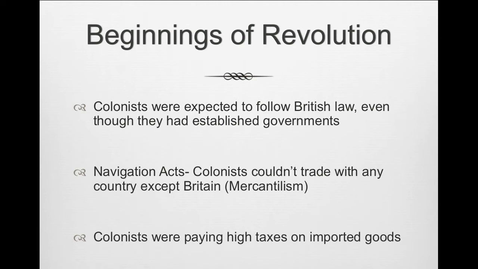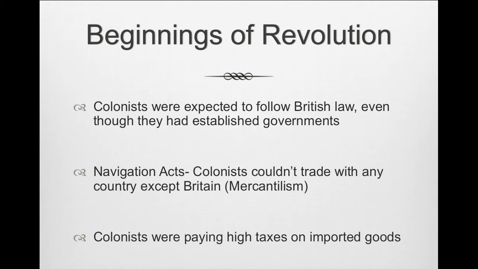However, there started to be some unjust treatment because the colonists were expected to follow British law. And this posed a problem because the colonists, in their mind, had already established colonial law and had already been following their own governments. For instance, Massachusetts had its own government, Pennsylvania had its own government, the Virginians had already created their own government. So they really didn't see themselves as citizens of England. They saw themselves as Virginians or Pennsylvanians or wherever they were from.